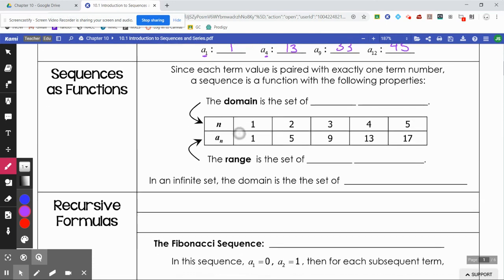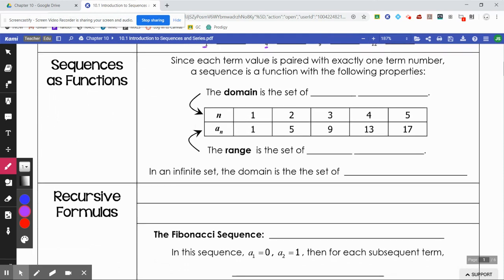Now let's look at sequences as a function, because we've talked about functions, the whole f of x stuff before. A sequence can be a function since each term value is paired with exactly one term number. There's not two different term ones, or two different A2s and A3s and A4s. Your third term is one number, so therefore this is a function.